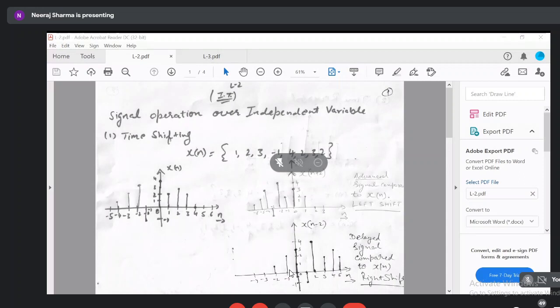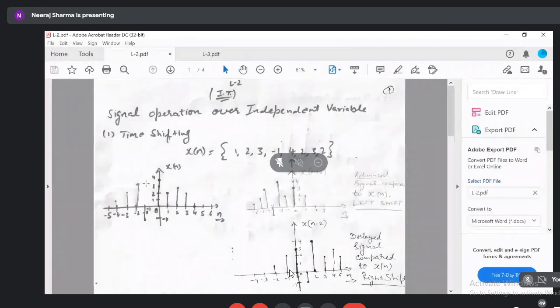So yesterday we discussed signal operations over the independent variable, that is time, for CT signals. Today we are going to discuss the same operations, that is, signal operations over the independent variable, but for DT signals. So we start with the first case study, which comes under the time shifting operation. Suppose a DT signal which is a finite data sequence is given to us.